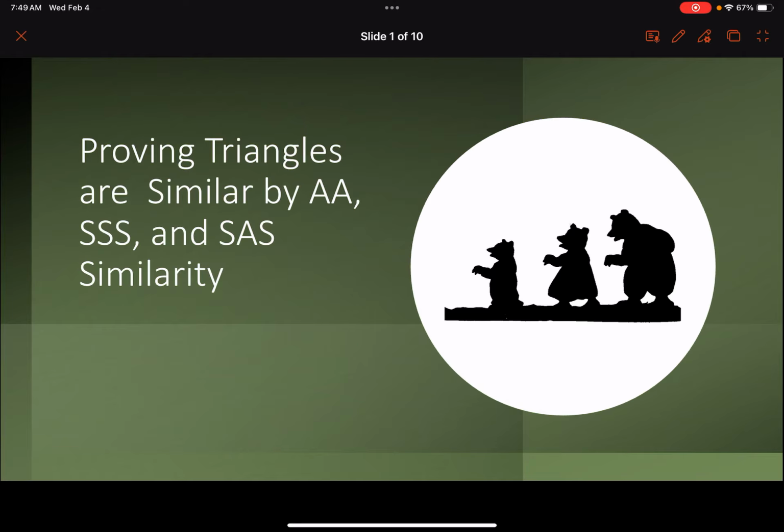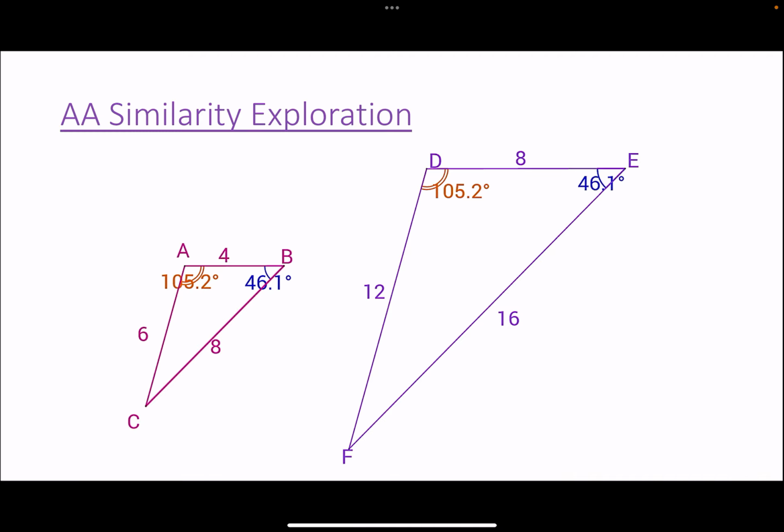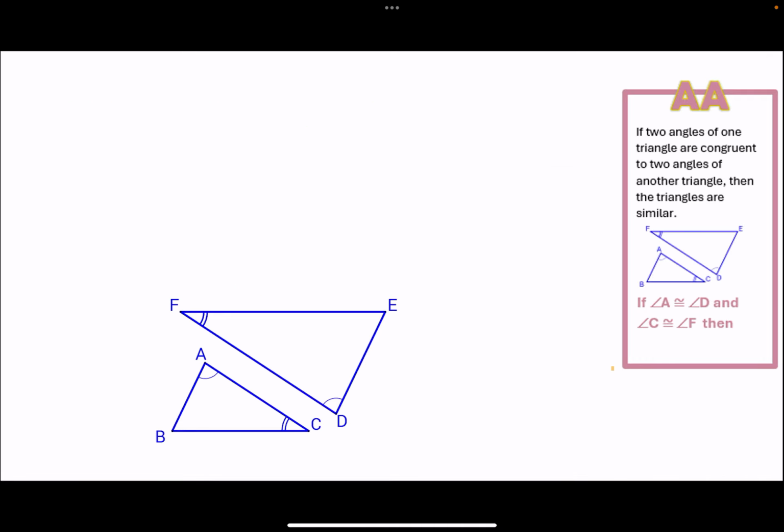The topic is proving triangles are similar using 3 similarity theorems. So if we start out with 2 angles of one triangle that are congruent to 2 angles of another triangle, angle A is congruent to angle D, and angle F is congruent to angle C, then that is enough to make those 2 triangles similar to one another by angle-angle similarity.